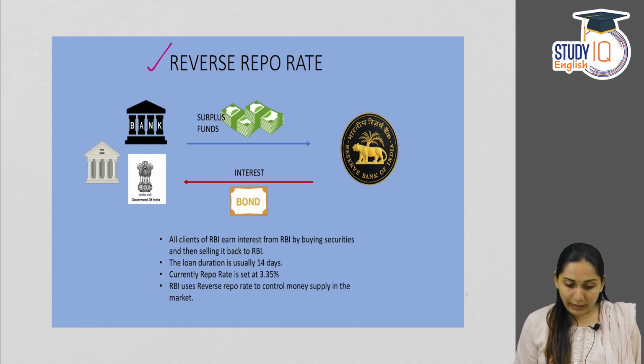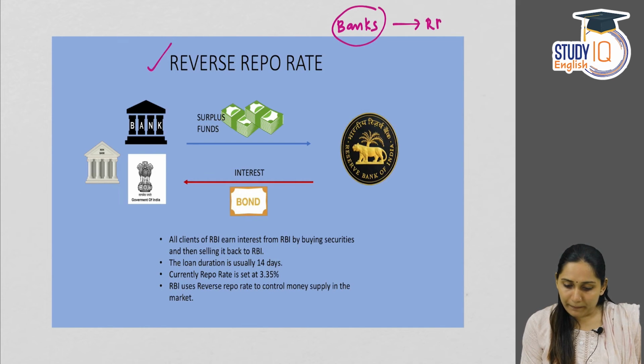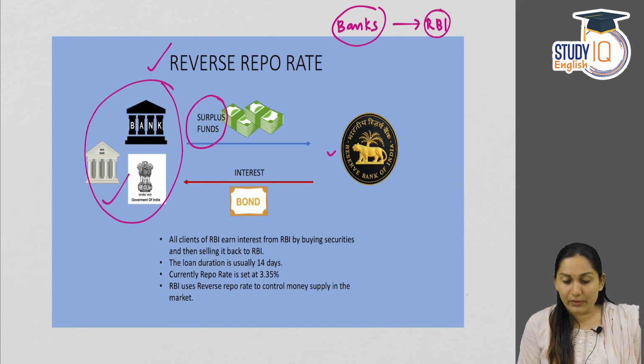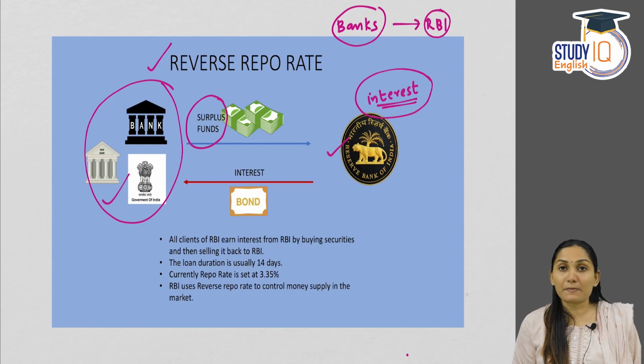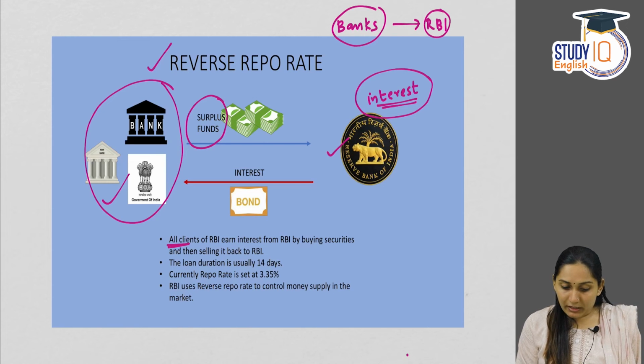Next is reverse repo rate. So, here exactly the opposite of repo happens. Here banks park their surplus funds with the RBI. See, in this figure you will see the commercial banks can park their surplus funds with the RBI, and RBI will give interest on this. So, RBI will give an interest on the money that is parked by the banks under reverse repo. All clients of RBI earn interest from RBI by buying securities.